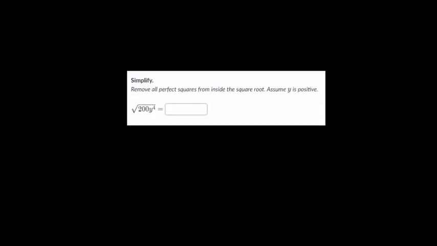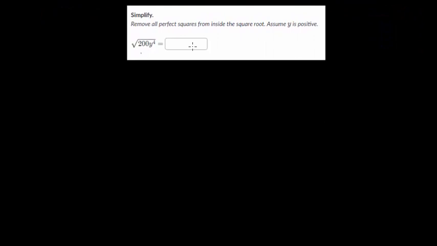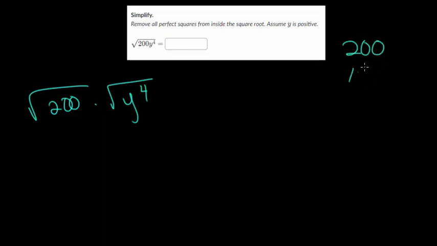And let's do another one. So we need to remove all perfect squares here. We're assuming y is positive in this one. So separating it, we get root 200 times the square root of y to the 4th. We'll make a tree for 200. That's just 2 times 100, and 100 is just 10 times 10. So 200 is really just 10 squared times 2.